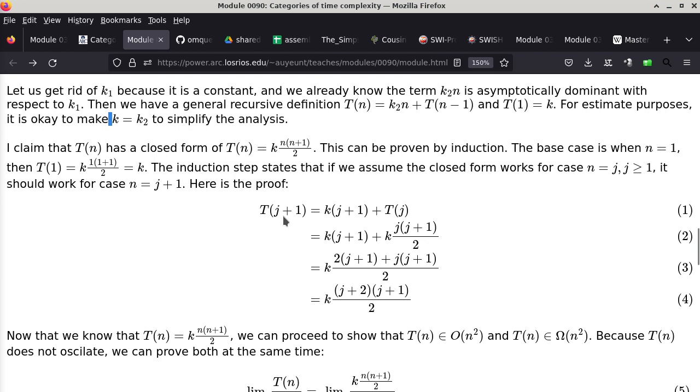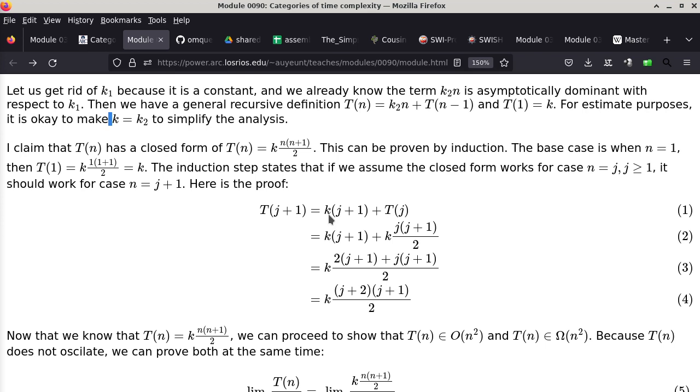So now we start with T of j plus 1. T of j plus 1, by definition, is k times j plus 1, plus T of j. This part here comes from this equation, because we are changing k2 to just k. So this part is because of this. Are we okay on the first line? How we extend T of j plus 1 to be k times j plus 1 plus T of j.